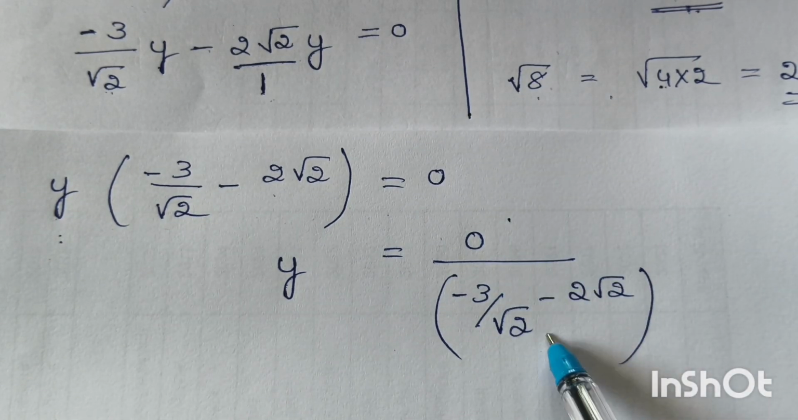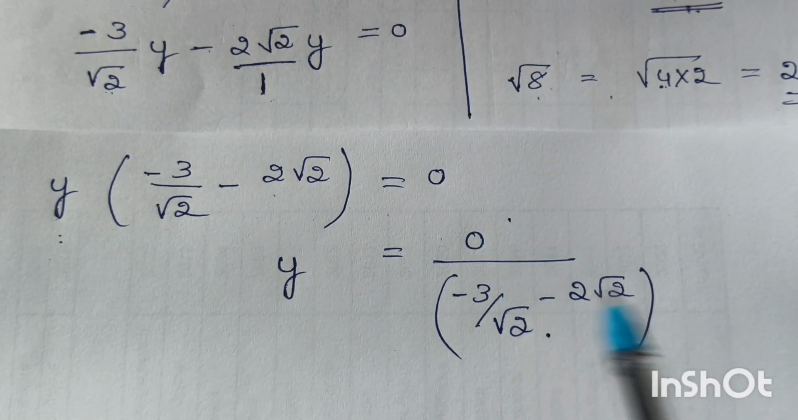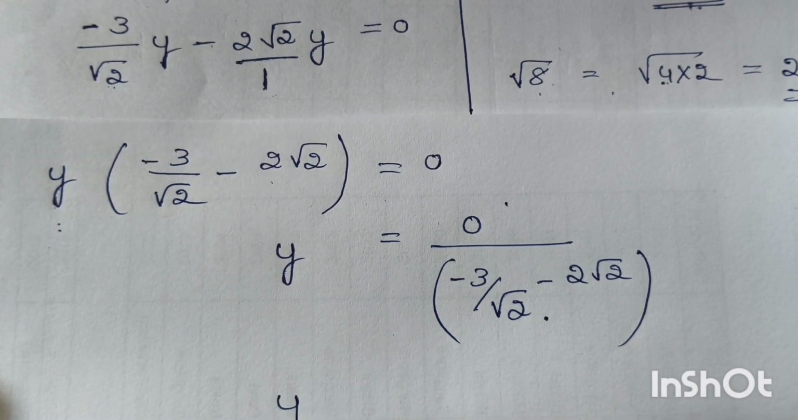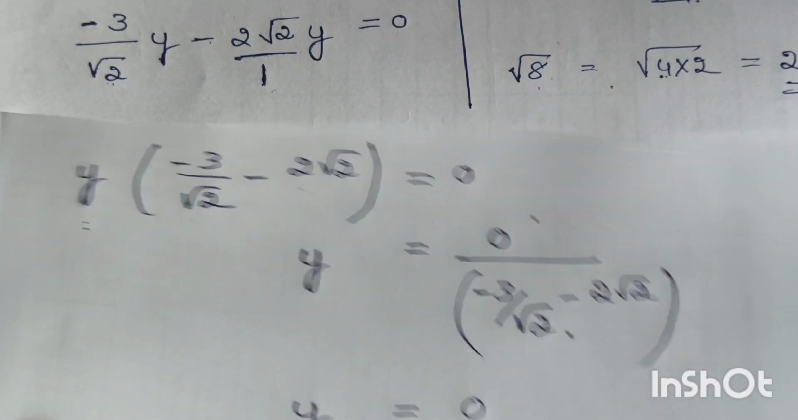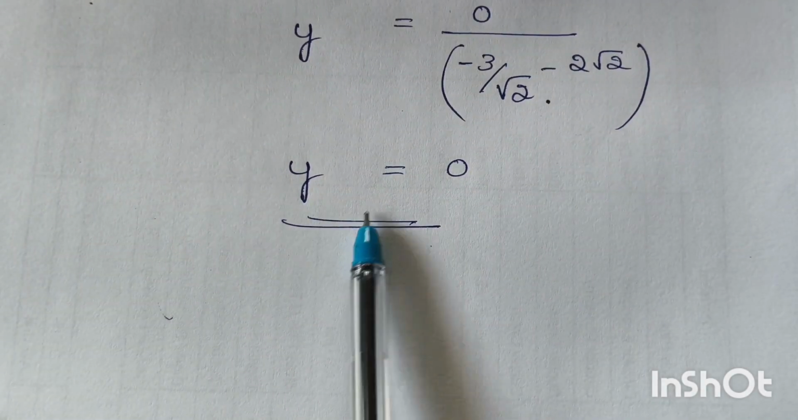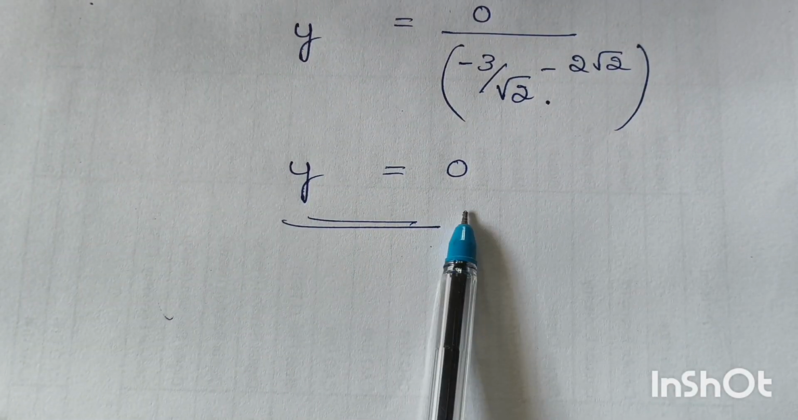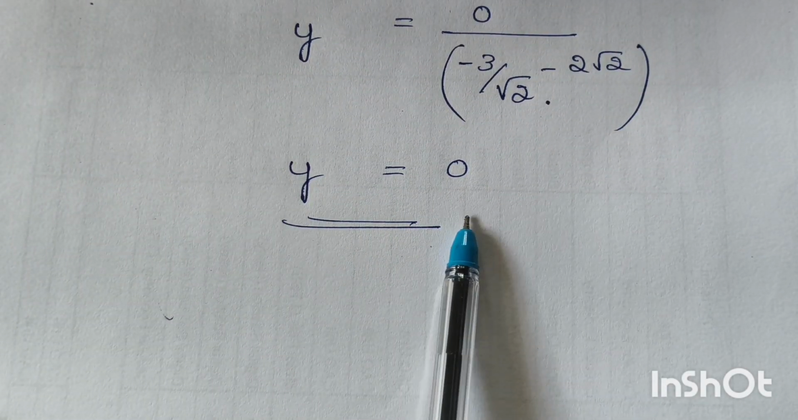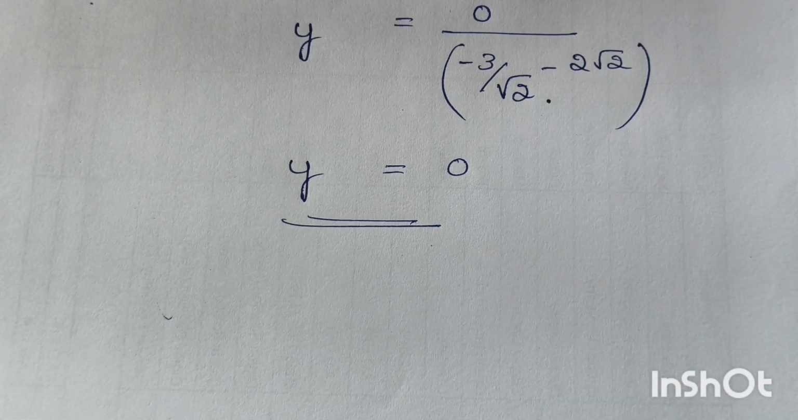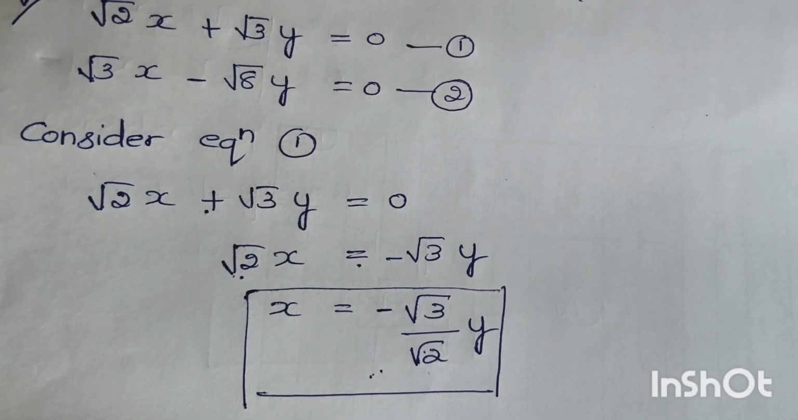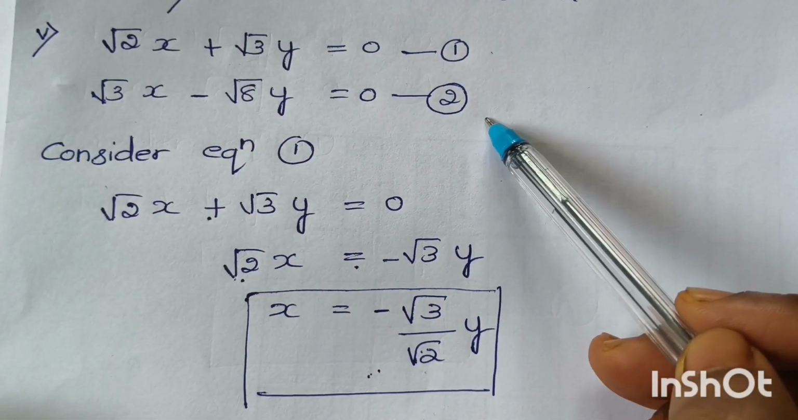Zero by anything is what? Zero. Therefore, y is equal to 0. Okay, we got the value of y, that is 0. So, this y is equal to 0, we can substitute in any of these three equations. That is this one, this one.